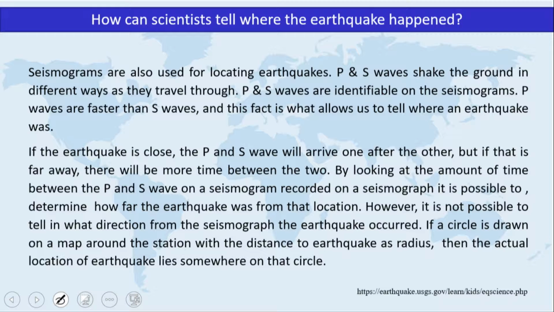As I mentioned earlier, the P waves travel much faster than the S waves, and the seismograms record both the waves. So if you take the time difference between P and S wave, like when lightning occurs, first you will see the lightning, and then a little later you will hear the thunder sound.